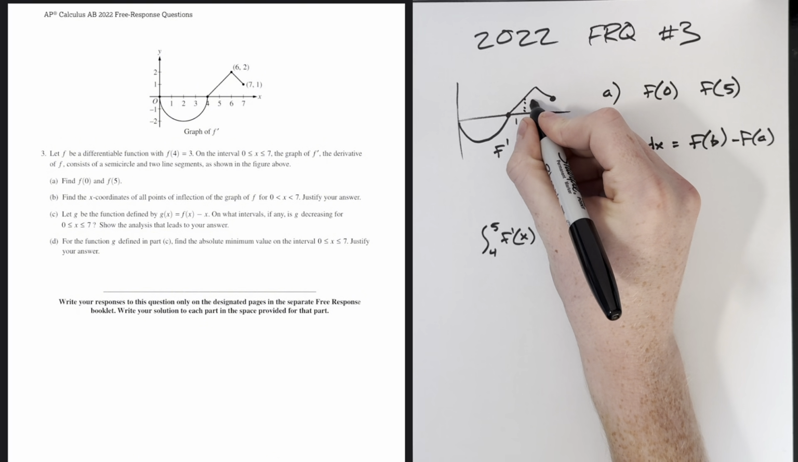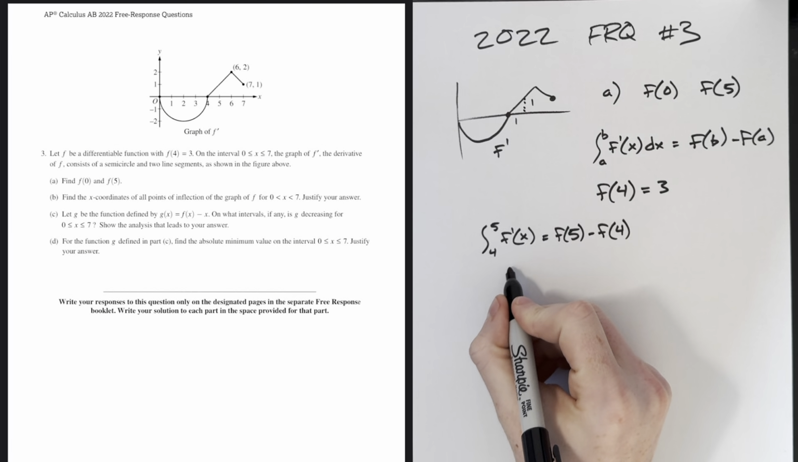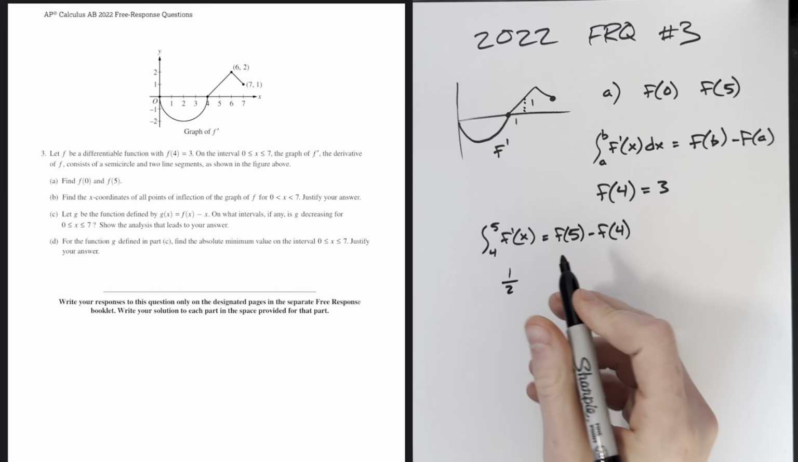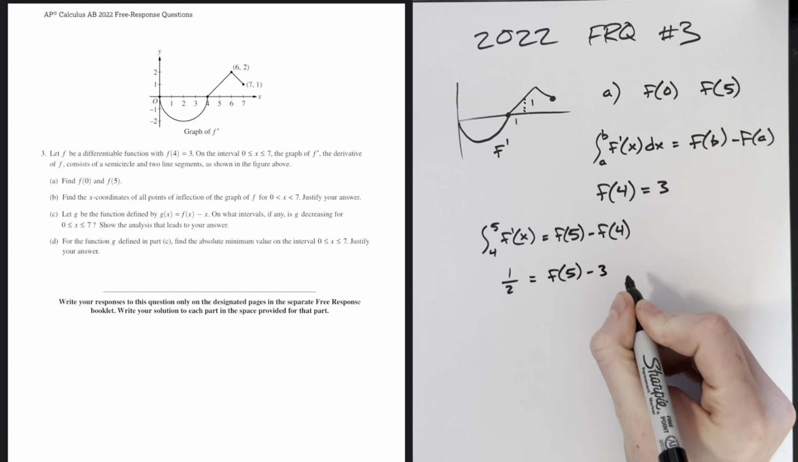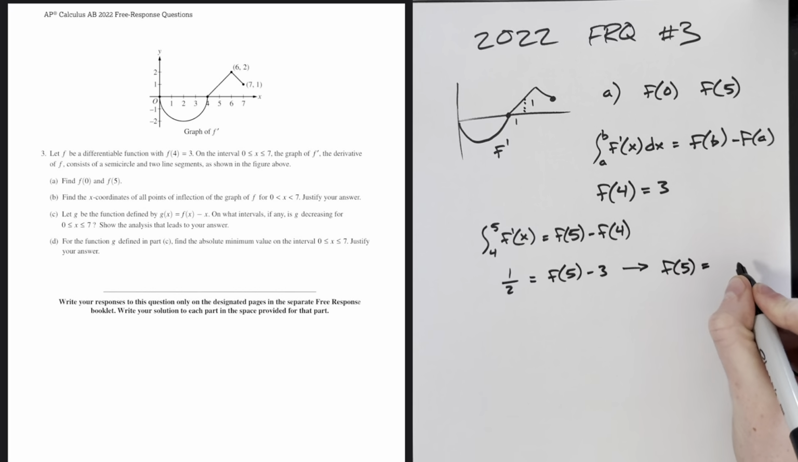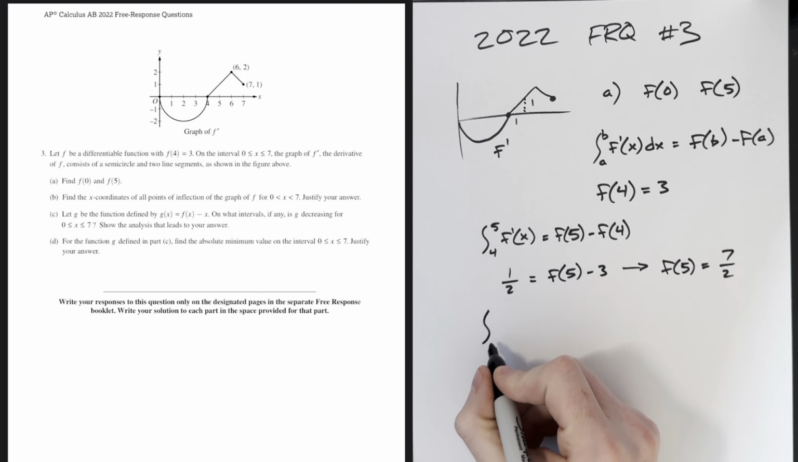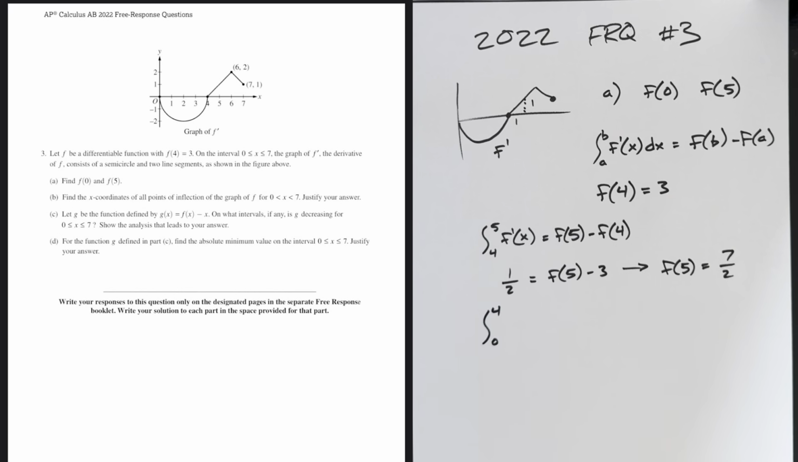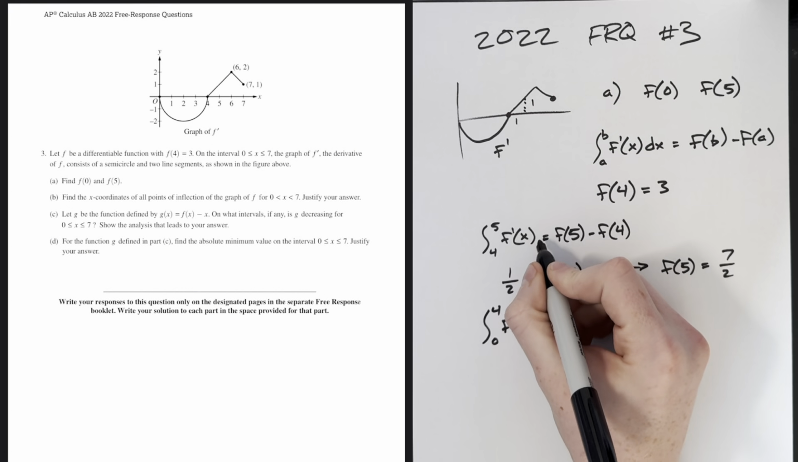And it creates a triangle with a base of 1 and a height of 1. So the area of this triangle is 1/2. It's above the x-axis, so that means that the integral from 4 to 5 of f prime of x is 1/2. And that will equal f of 5 minus 3. I add it over, and I get f of 5 is equal to 7/2. And now I can do the exact same thing for my other point. This time I'll go from 0 to 4, because 4 is the point that we know. I forgot my dx on the first one.